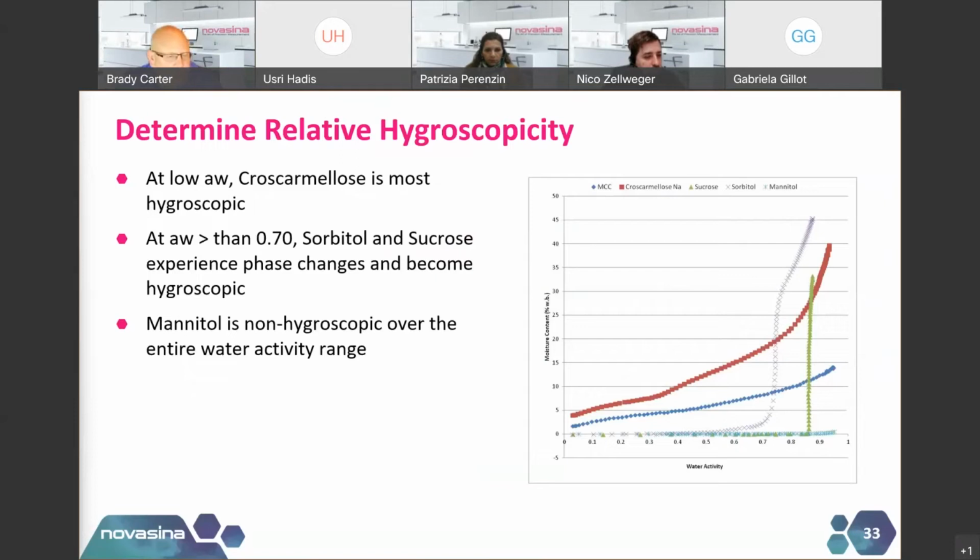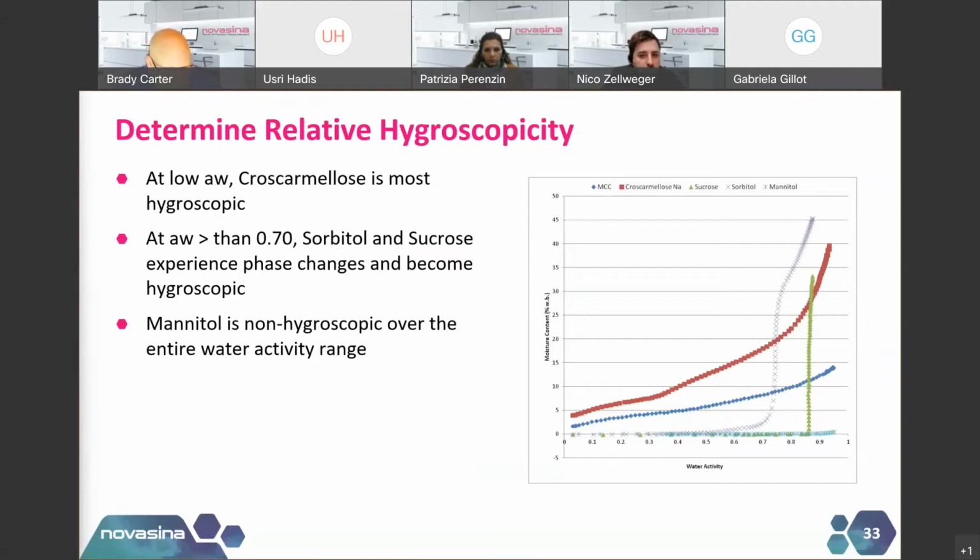Another thing that's important is how hygroscopic a material is, because sometimes excipients need to preferentially absorb moisture while not causing big changes in water activity. And so depending on the range at which your product's water activity is expected to be, that could have some impact on what would be the best choice to use as an excipient for that particular product.